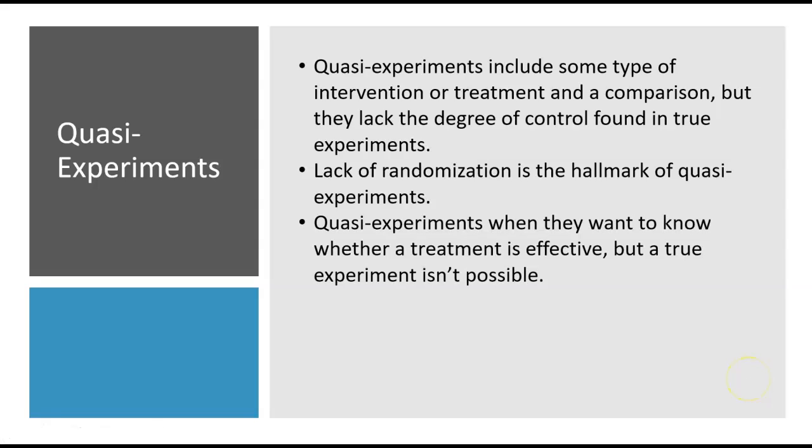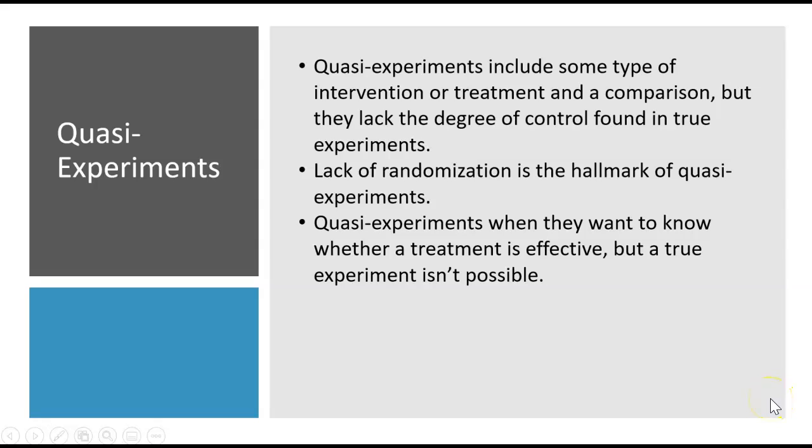Quasi-experiments, you still want to know, is my treatment, is my manipulation of the independent variable effective? But they're done when a true experiment isn't possible. So the example I just gave you, you can't randomly assign people to have a particular biological sex. It's just not possible. You also can't randomly assign people to be, say, native speakers of Spanish. That's not ethical and it's not feasible.